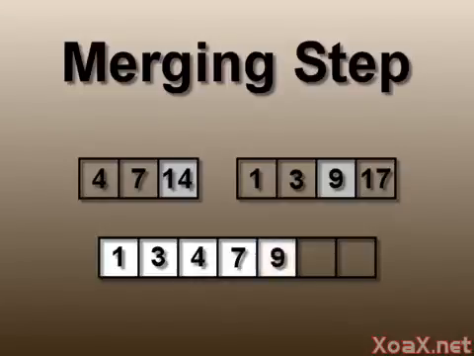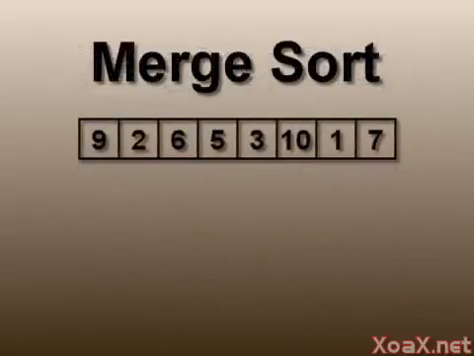Since 9 is smaller, we put it into our bottom array and go on to compare 14 and 17. Since 14 is smaller, we put it into the bottom array. With only the 17 left, we add that to our bottom array and finish the merge step. Here's how the merge step is used in the merge sort.